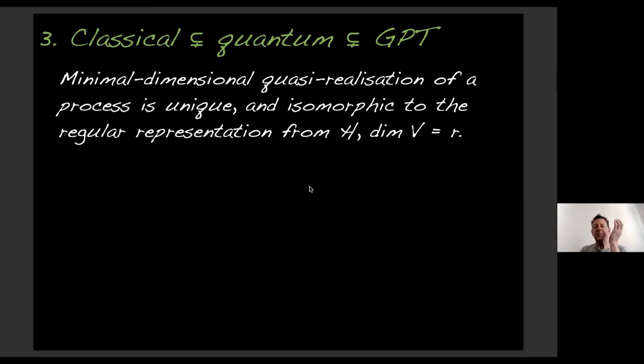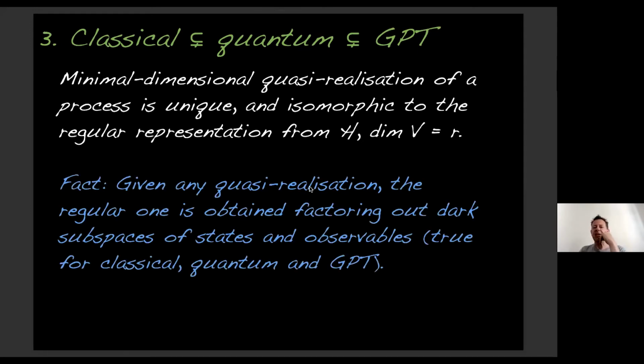And so for that purpose, it's actually quite good to go to this minimal dimensional quasi-realization among all of them. And it's isomorphic to this regular representation. There are different ways of obtaining this. One of them is to start from your favorite quasi-realization, for example, from a probabilistic one or from a quantum mechanical one, and then factor out dark subspaces of states and observables.